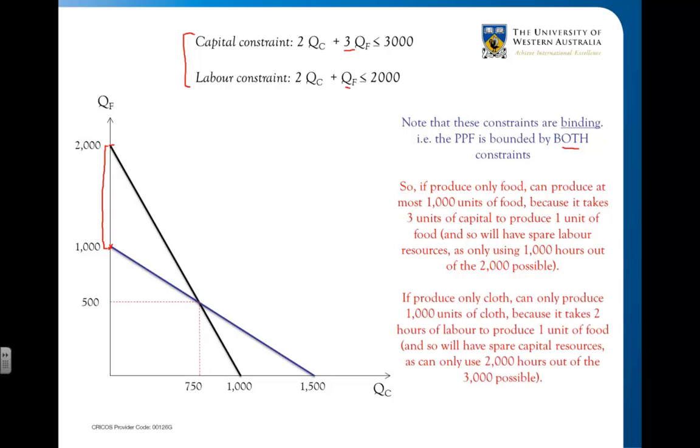The other constraint on the other side is that if you produce only cloth, so we're looking down here on the horizontal axis, you can produce at most 1,000 units of cloth. Why is that? Because if you look at the labour constraint, remember it takes 2 hours to produce 1 unit. If you've got 2,000 hours, if you put all of your labour into cloth, you can only produce 1,000. Again, you've got unused or spare capacity in terms of capital, right? You're not using all of your capital resources. But again, because of that constraint, you can't. You're using all of your labour and you'll have spare capital.